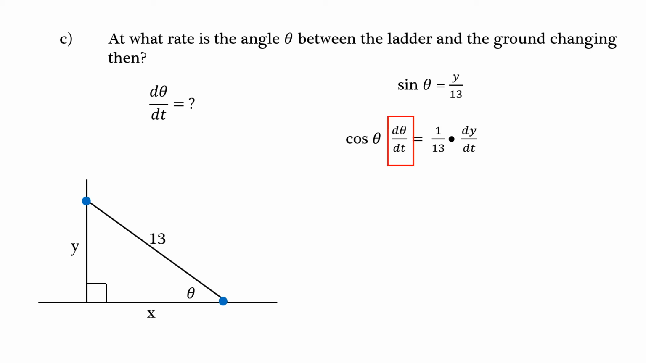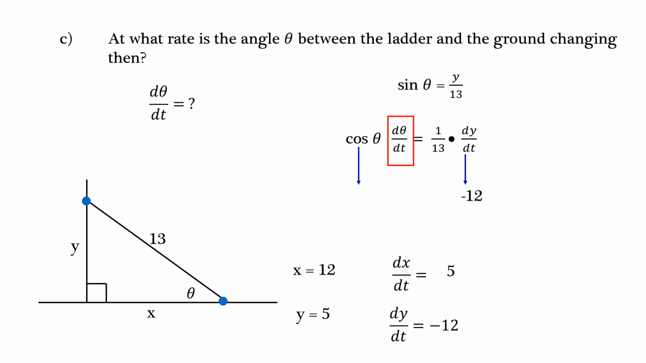We have to find the value of d theta over dt, so we must have the value for cosine theta as well as dy over dt. We already have the value for dy/dt. We know it to be negative 12. However, we still don't have the value for cosine theta. But we have the value specifically for x, which is 12, and the value for y when x is 12 is 5. We also have, of course, the dx over dt as 5 and the dy over dt as negative 12.